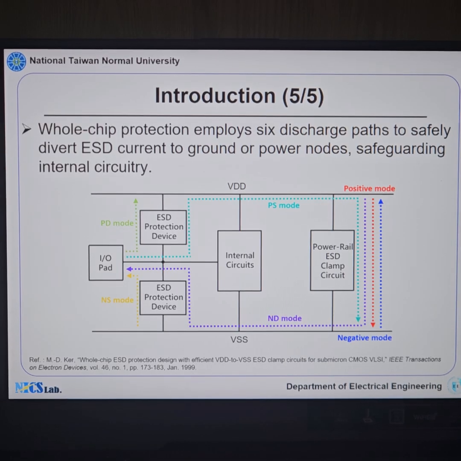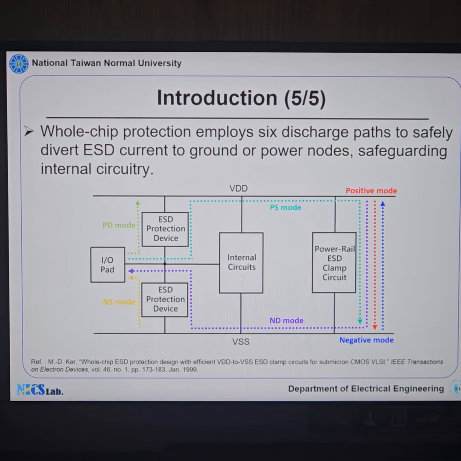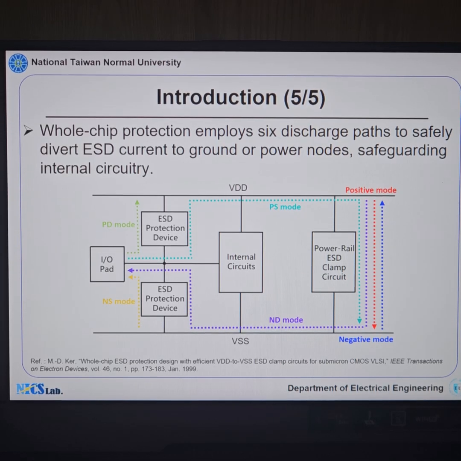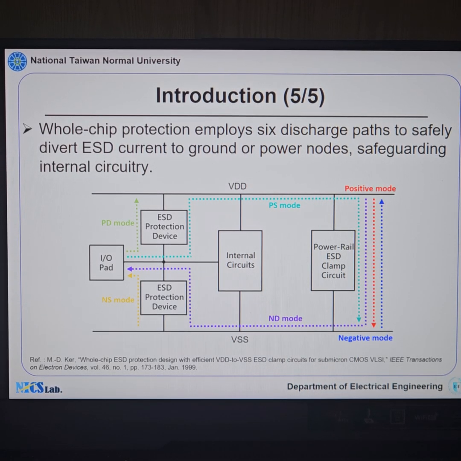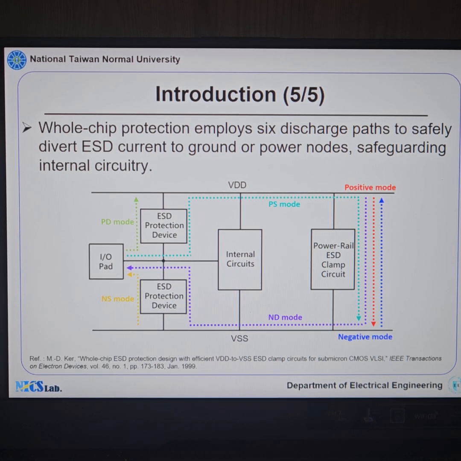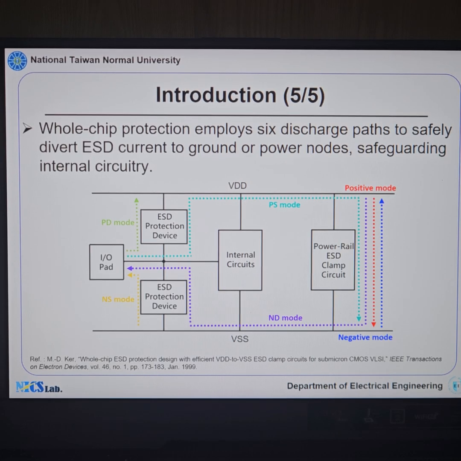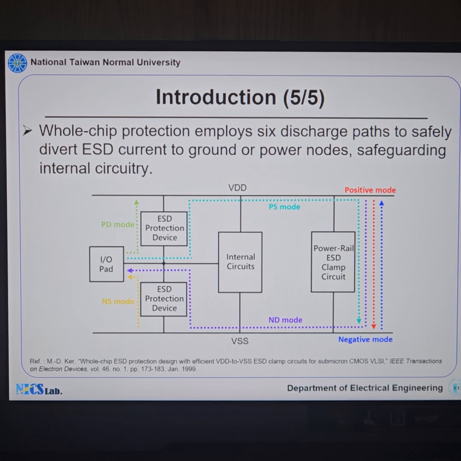Whole-chip ESD protection employs six discharge paths to safely divert ESD current to ground or power nodes, safeguarding internal circuitry. These paths are PD, positive to VDD; PS, positive to VSS; NS, negative to VSS; ND, negative to VDD; VDD to VSS; and VSS to VDD.